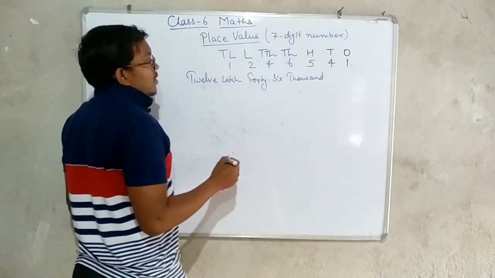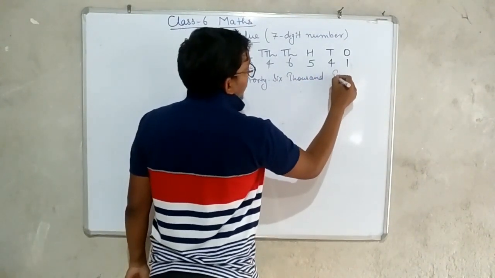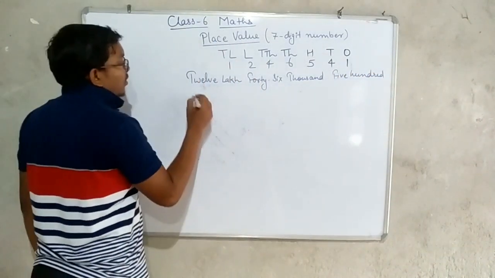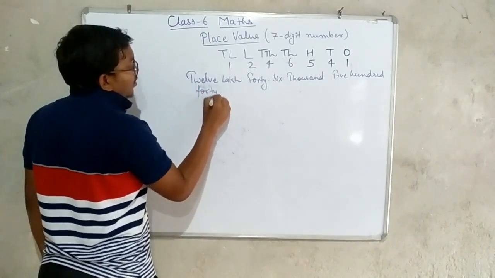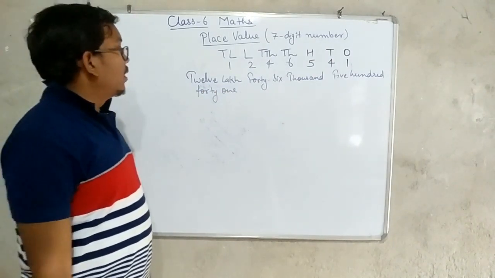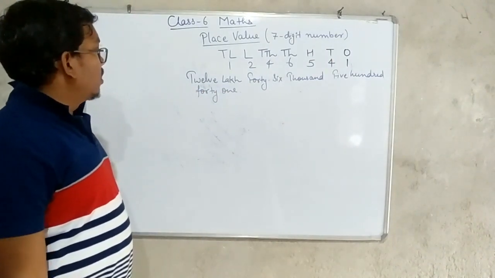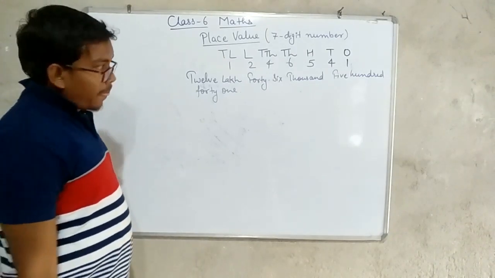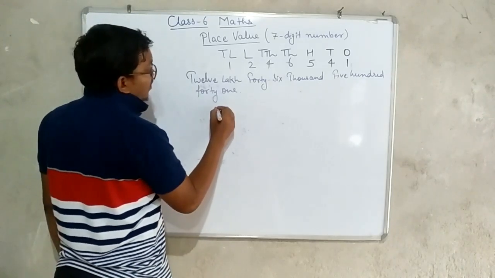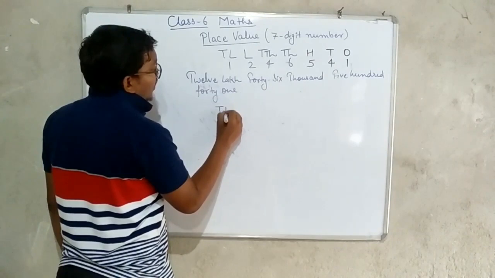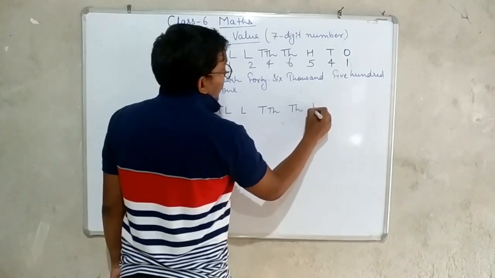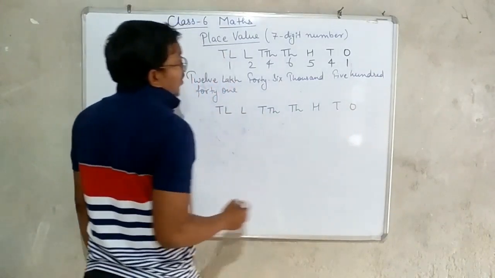So 12,46,541. So according to this, we will write the given number in words or in numerals. And we also separate these numbers in the Indian place value according to the comma, or by using commas in the given number.